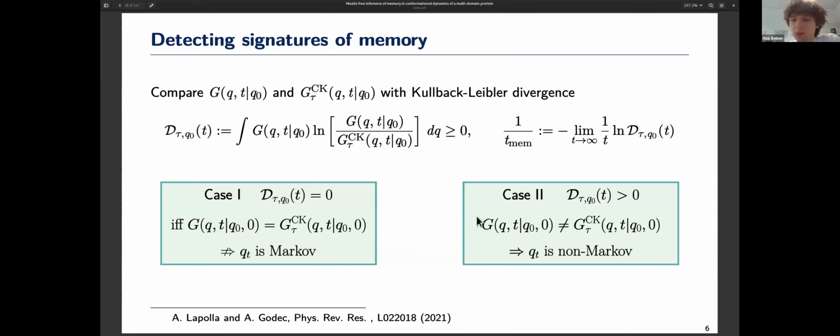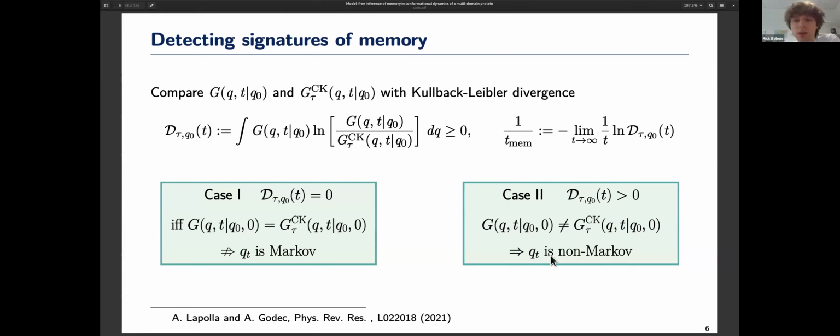The second case, which is also more interesting in our context to infer memory, is if the KL divergence would be strictly larger than 0, which in turn implies that our inferred quantities are not equal. So the process we observed and computed these quantities from does not obey the Chapman-Kolmogorov equation. And in this case, we can then conclusively say that our measured time series Q(t) is a non-Markov process.